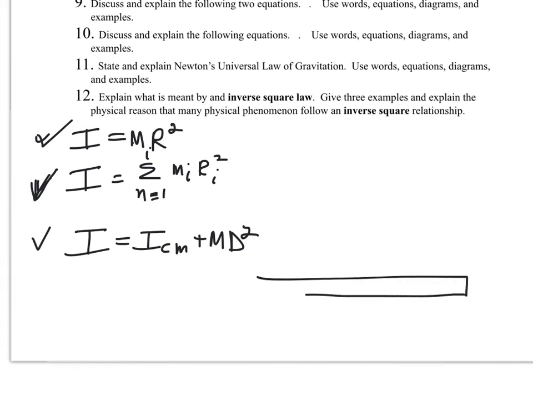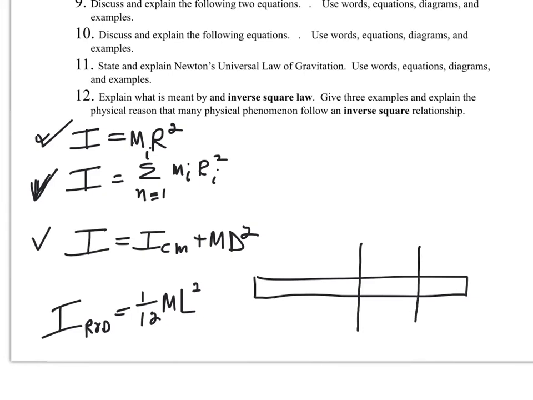So if we have a rod and we have an axis through the center, we know from the equation sheet and from using calculus to derive it that the inertia of a rod about its center is 1/12 ml squared. So if we move the axis to a position off center, the distance we move the axis is the d in the equation.